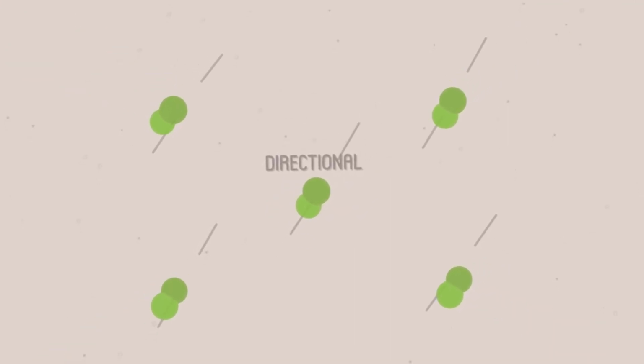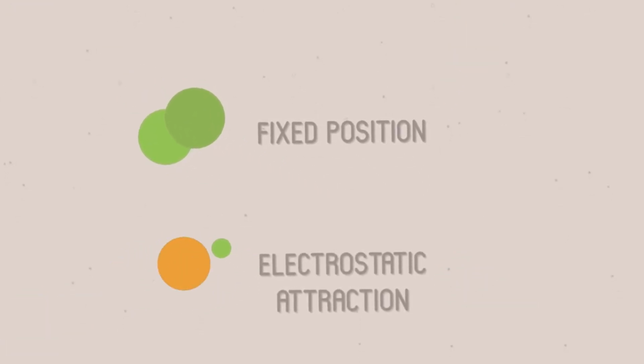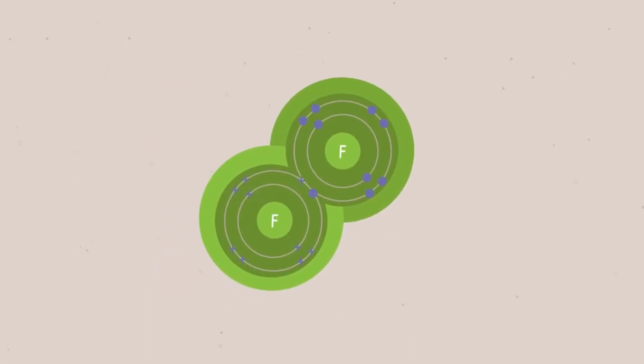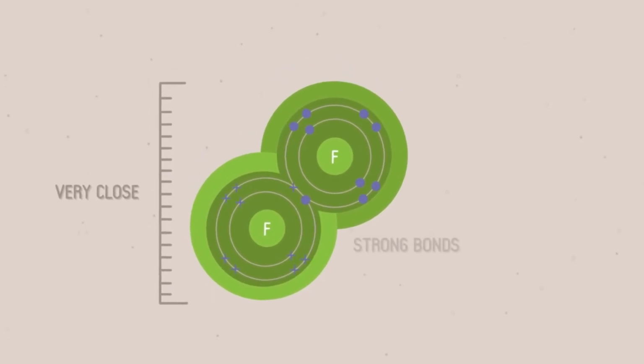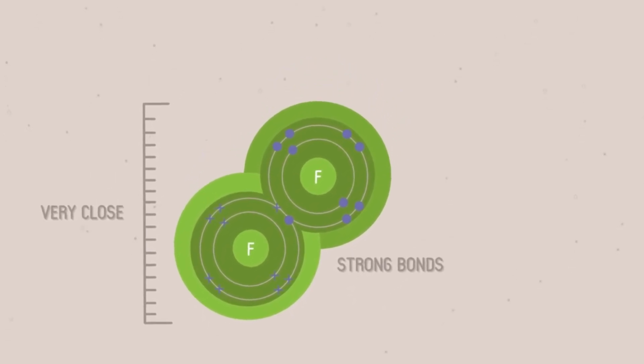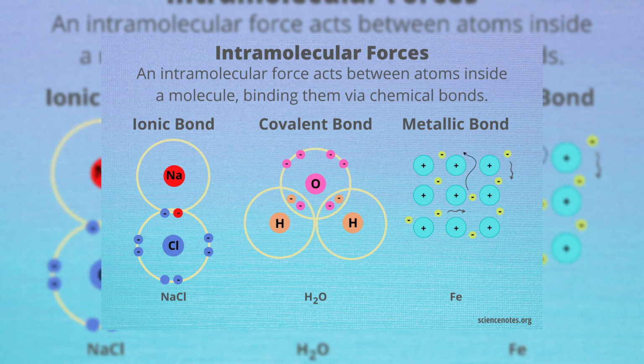Covalent bonds are directional, which means that bonded atoms prefer specific orientations relative to one another. This is different from ionic bonds, which are formed from the electrostatic attraction between charged ions. The overlapping orbitals mean that the atoms in covalent bonds are held very tightly by strong intramolecular forces.